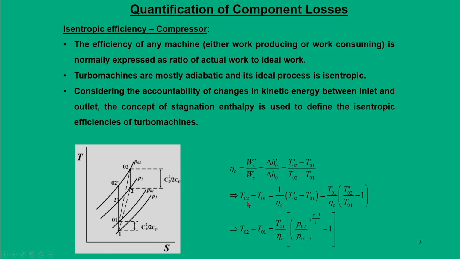Based on that, in a compressor, we can calculate the total temperature difference T naught 2 by T 1 in terms of the component efficiency, that is, the compressor efficiency. Since it is easy to represent the temperature ratios in terms of pressure, the total temperature difference across the compressor can be represented in terms of the isentropic efficiency of the compressor and the stagnation pressure ratio.